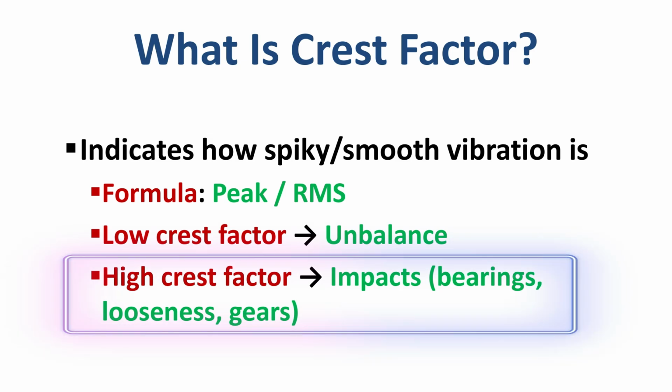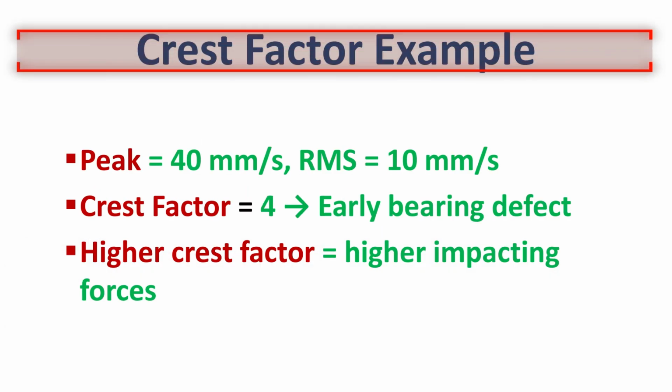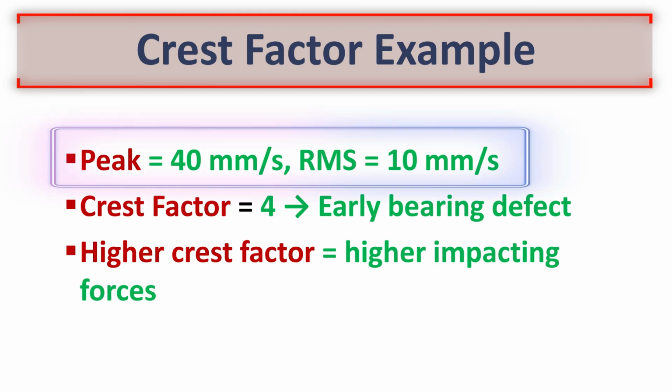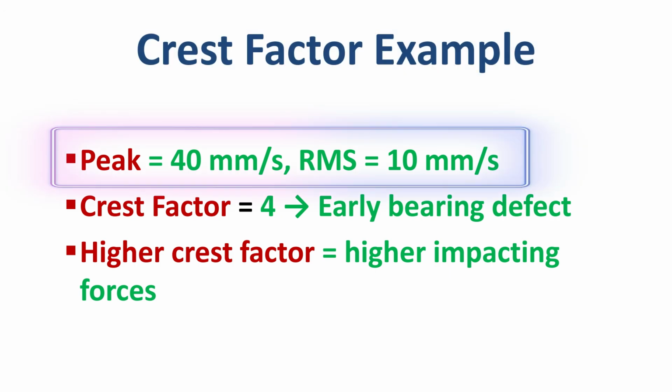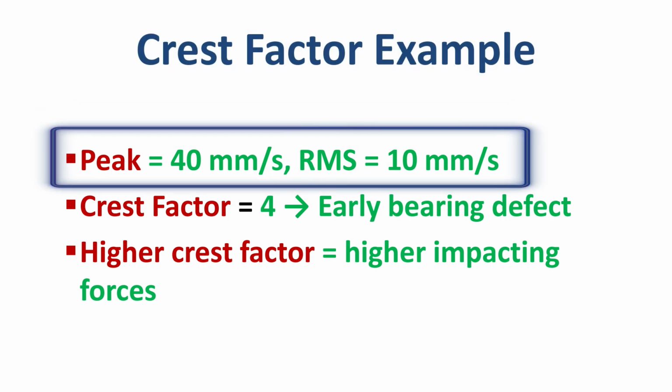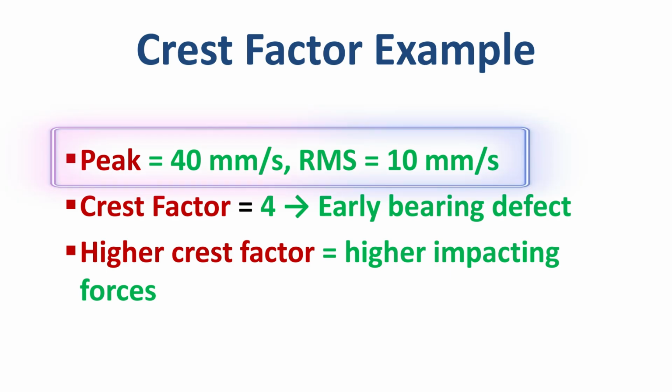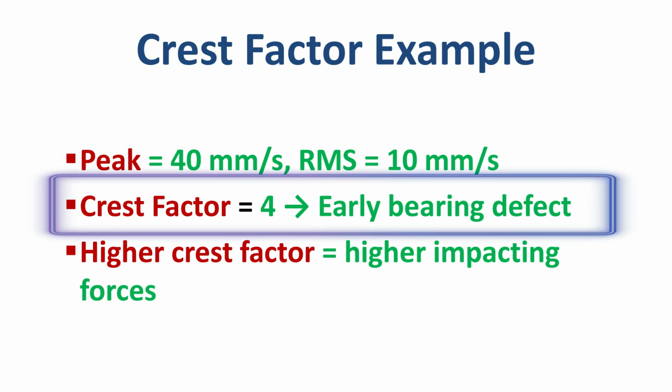To make it very clear, let's take one example. Let's say the machine has a peak vibration of 40 mm per second, and the RMS for that is 10 mm per second. So simply peak divided by RMS, your crest factor will be 4, right? It gives the indication that there are impacts present in the machine. So the fault can be bearing related or looseness related, right? This is how the crest factor helps you make decisions.